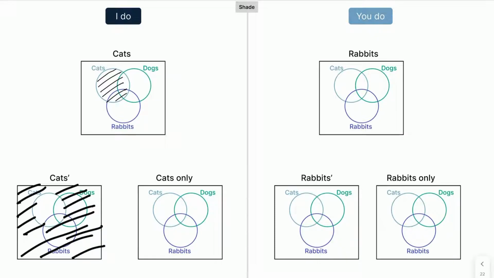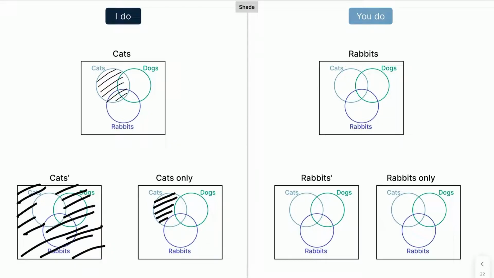And what's cats only? So cats only is just going to be the cats with no overlap, okay? So I'm not including this overlap here or this overlap here, because that means they have a cat and a dog. That means they have a cat and a rabbit. And this one here means they have a cat and a rabbit and a dog.